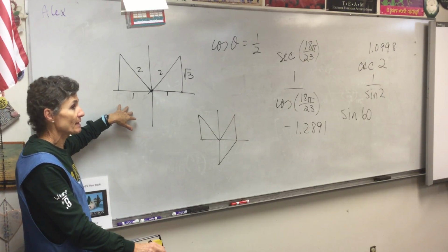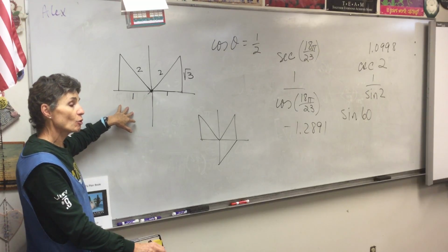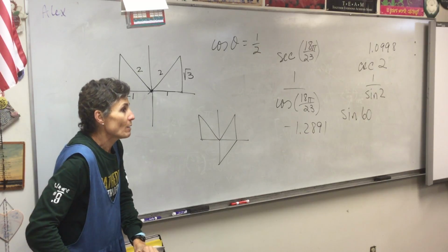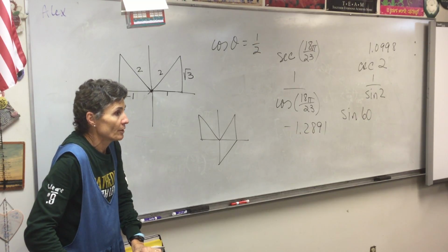And I'm telling you, this doesn't make sense, because over here, that one would have to be negative. Why would that one have to be a negative one over there?